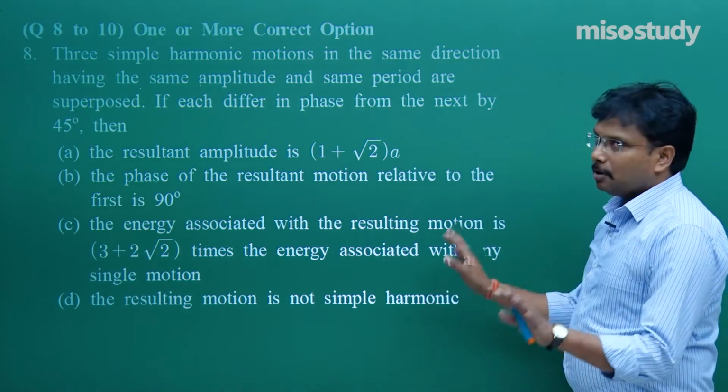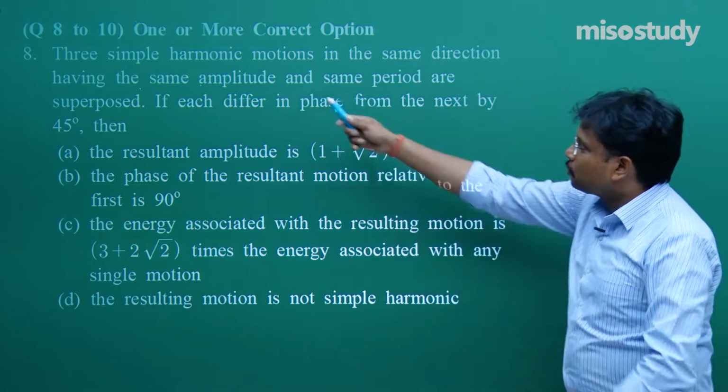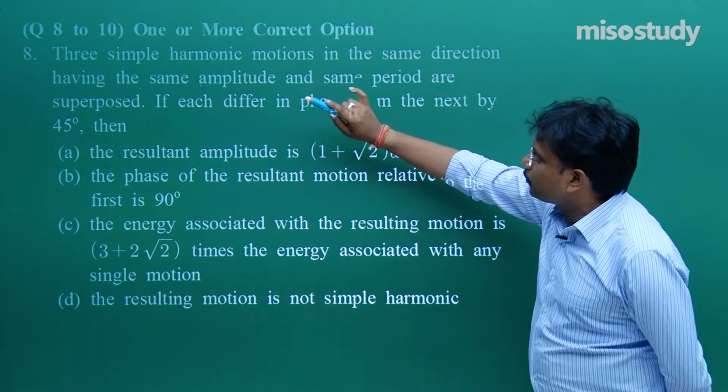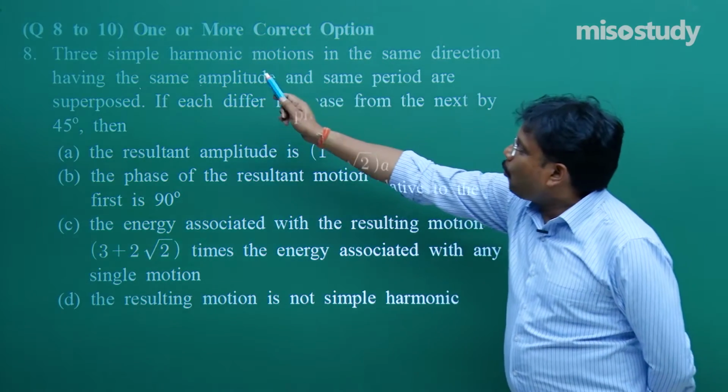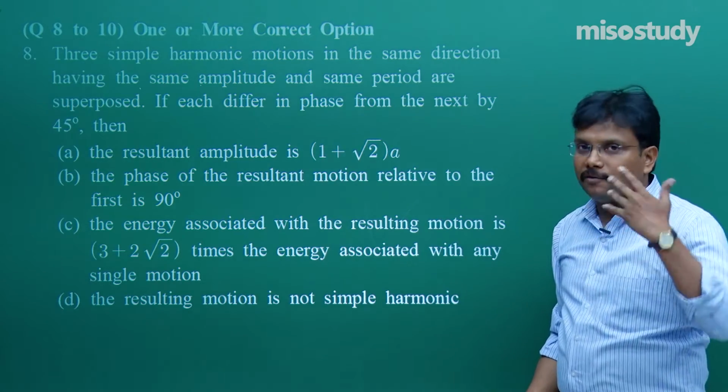This question, it's not a big one. First we will try to find out what exactly we are supposed to do. So read the instructions. Question 8 to 10 means question number 8, question number 9 and question number 10. One or more correct options. Maybe one option correct, maybe more than one option correct.